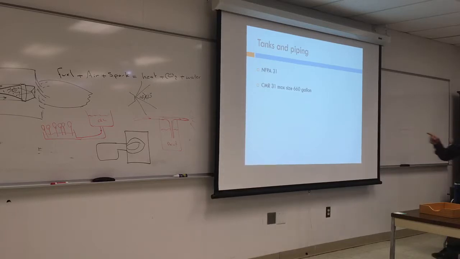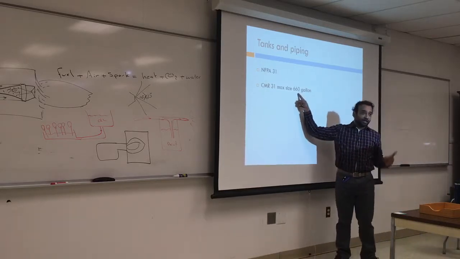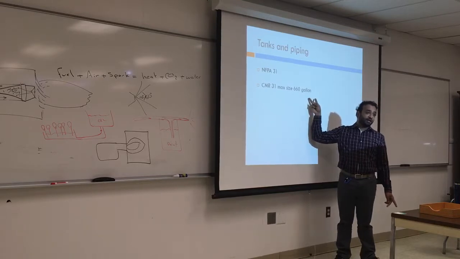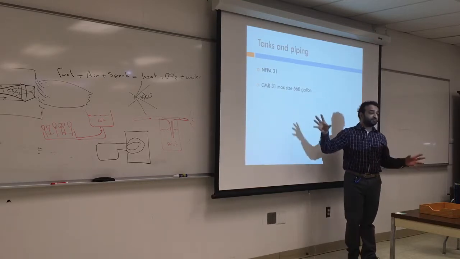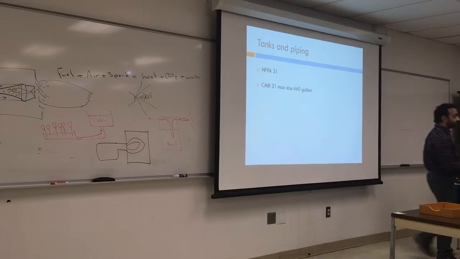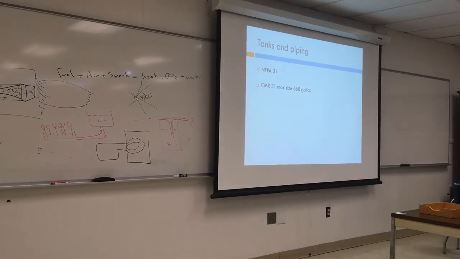660 gallons for 1 tank. 2 tanks is going to be 1,320. This is the maximum amount of fuel oil you can have in your house. That's the max, 660. So can you have less than 660? Yeah, you can have less. But one tank is 660, and in 2 tanks you can have 1,320.